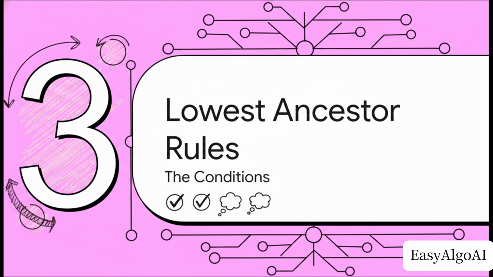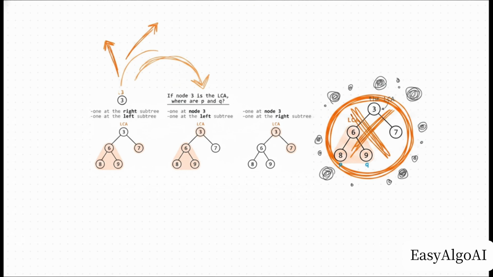Section 3, the lowest ancestor conditions. Okay, so when determining the lowest ancestor, location is quite literally everything. Notice the contrast here. When our targets P and Q are split perfectly between the left and right sides, or if one of the targets actually is the current node, then boom, that node is the lowest common ancestor. But what if both targets, say 8 and 9, are buried deep inside just the left subtree? Well, then the current node is an ancestor, sure, but it is not the lowest one.